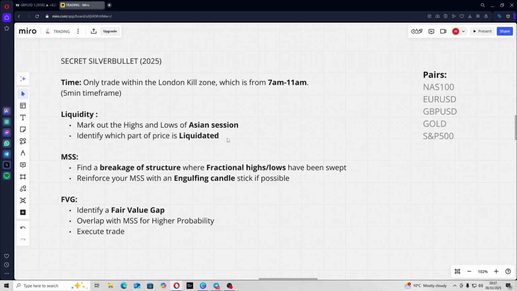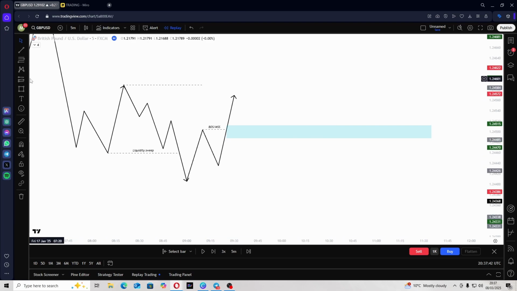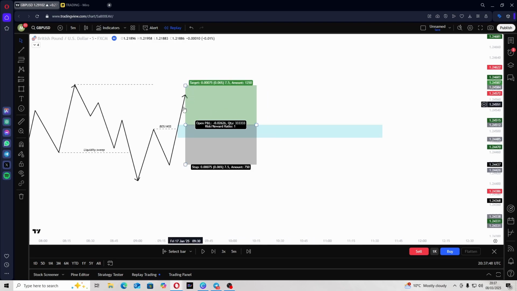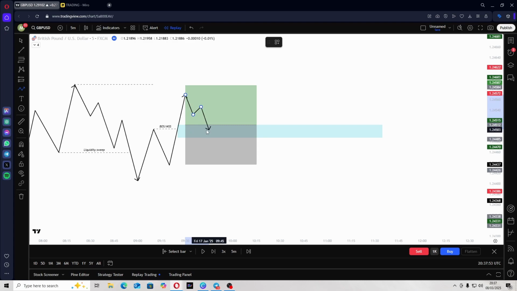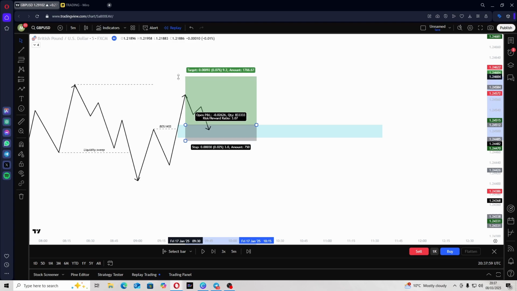So what we're going to be doing now is identifying the fair value gap, which will overlap with the market structure shift. So it'll be anywhere around here. And from here on out, it's just easy and simple what we need to do. So we're just going to be putting our buy limit or entering as soon as price actually hits this area, just like this. As soon as price hits this area, you're going to be entering, placing your stop loss just below the first candle of the FVG and placing your take profit at a 1 to 3 risk reward ratio.